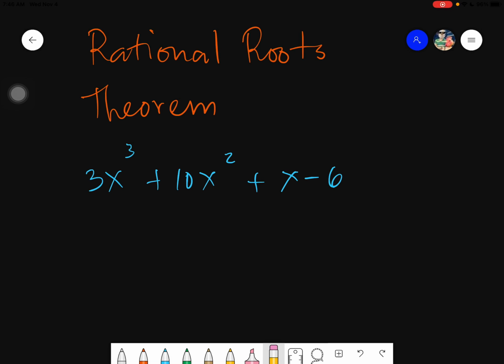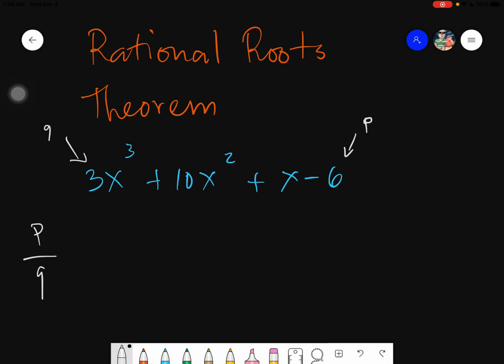Okay, so going to our topic. The rational roots theorem firstly will require you to have this P over Q. Of course, that's the general form for any rational number. So where will you get P and where will you get Q from your given? This is our given, 3x cubed plus 10x squared plus x minus 6. The P would be on the constant part. So the constant would be your P.